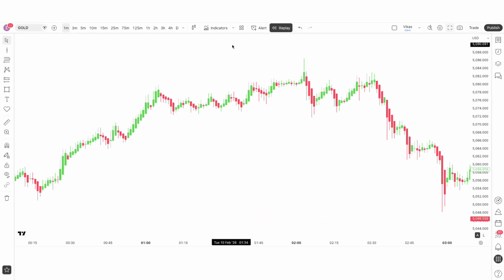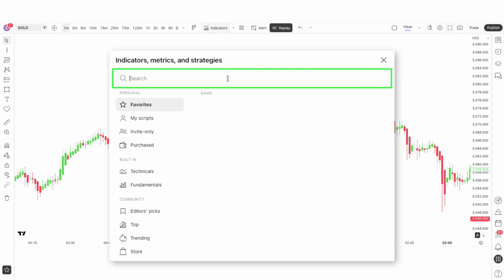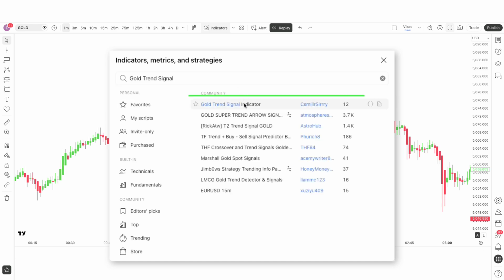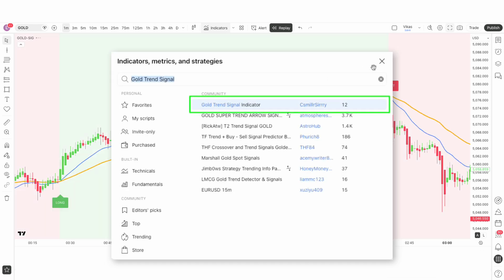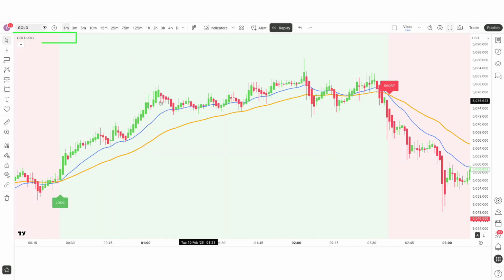And don't sweat the time frame either. Next, you'll want to find those magic indicators. Head over to the Indicators tab and search for the gold trend signal. Select the indicator made by Cease Miller Surrey and add it to the chart.